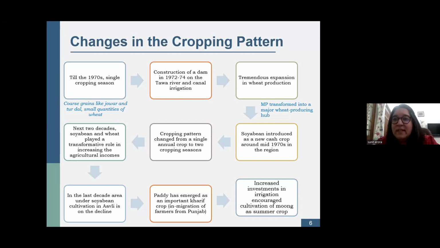Now, this obviously transformed the agricultural pattern, the way land was being used, the way labor was being used, and the way investment was going into the agriculture. So land obviously became double cropped. Yields from land increased because now you had two crops. So at the same time, income also increased. There was surety of irrigation for wheat, and soybean did need a lot of inputs. This meant that farmers were now taking incomes twice from the same field.